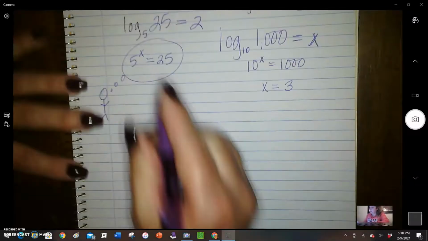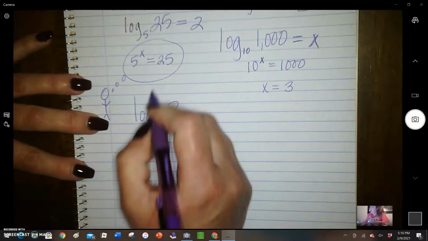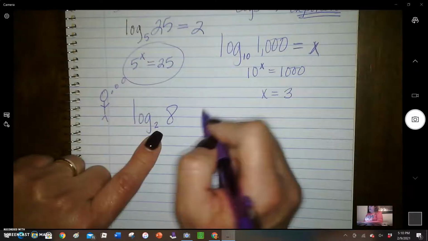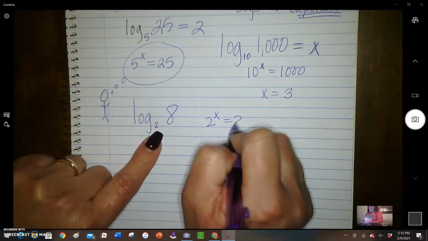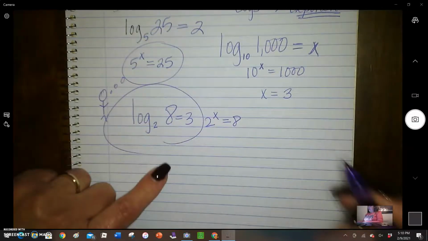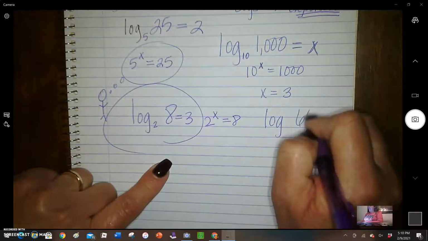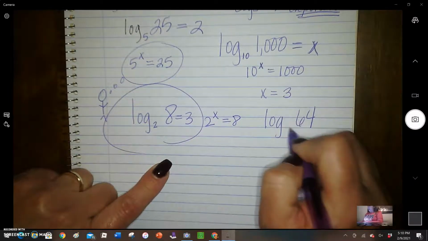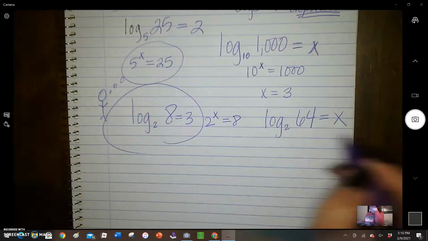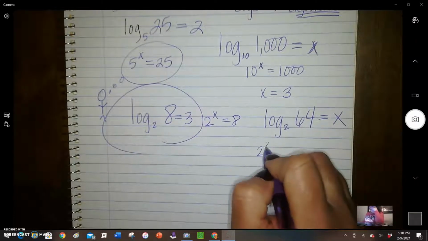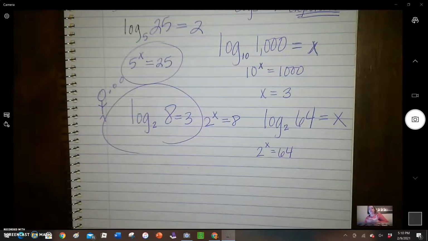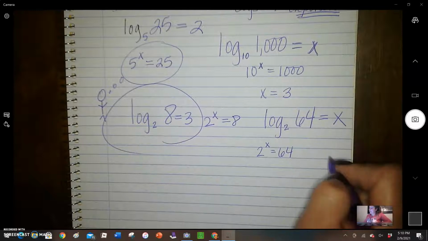All right, let's try another one. How about the log of 8 with a base of 2? Again, think about it in your head: 2 to the what power is equal to 8? This answer would then be 3. How about the log of 64 with a base of 2? What does that equal? Again, think about it in terms of exponents. 2 to the what power is equal to 64? If you do a little bit of counting, you should end up with x equal to 6.